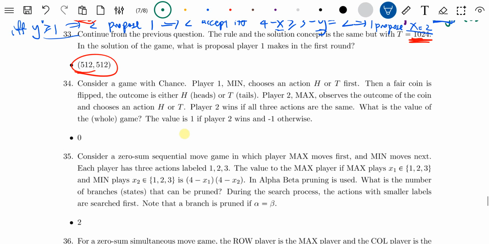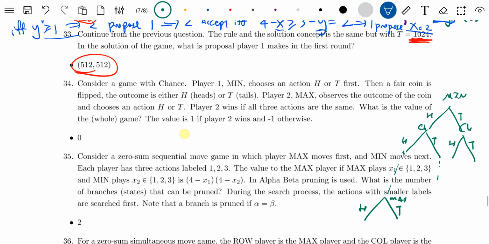Okay, this one is a game of chance. So we have the main player plays first, head or tail, and then a fair coin is flipped. So this is chance, and this is chance as well. Head and tail, head and tail. And the max player observes the outcome and would choose head or tail. So let's draw it here. Head or tail. This is the max player, and this is head or tail, head, tail, head, tail.